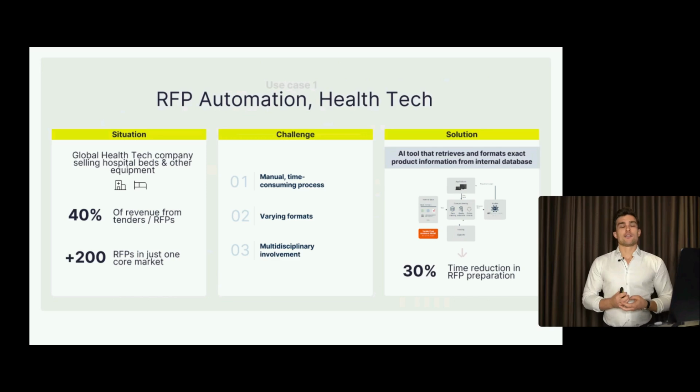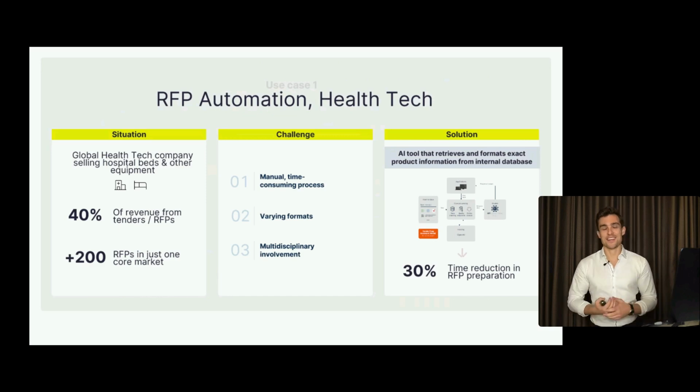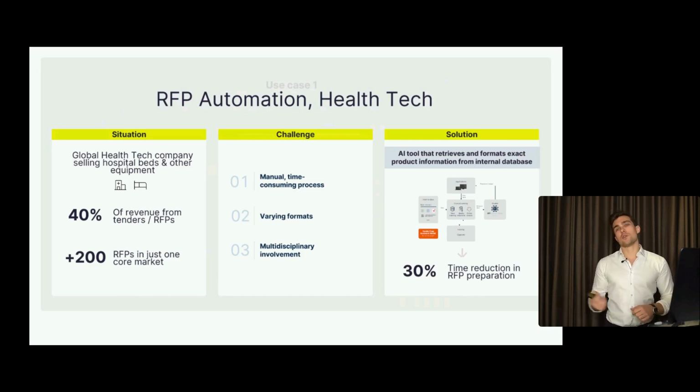And the smart thing with this, of course, is that you can also make it give you the sources and the level of accuracy it believes it has for the information where it found it, because of course it has to be right what goes into the RFP. So it can also provide you links where you can go and check if it has a low certainty score on some of these product descriptions. The result was a 30% reduction in RFP preparation time.